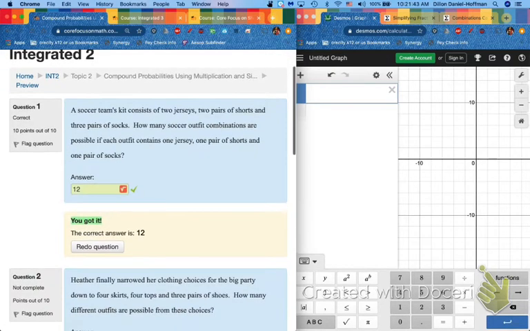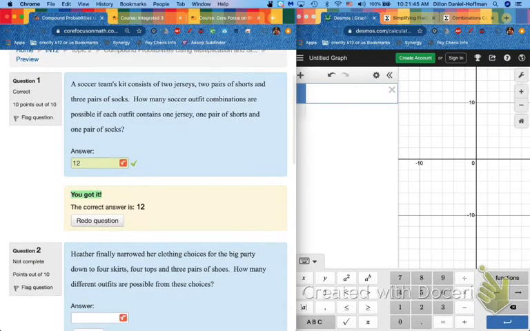The same thing for number 2. Heather finally narrowed her clothing choices for the big party down to 4 skirts, 4 tops, and 3 pairs of shoes. This is a pretty big flex on her part. A lot of choices for Heather. 4, 4, and 3. So we need to multiply those numbers together. 4 times 4 times 3.